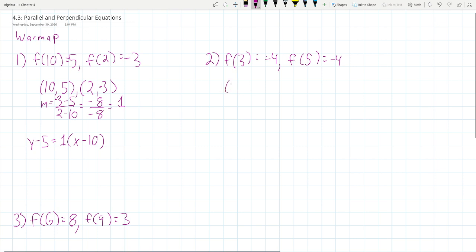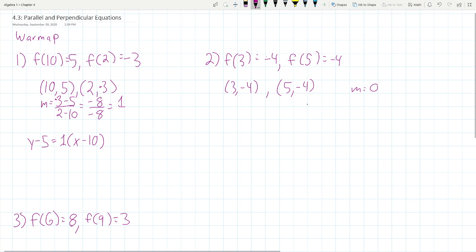For number 2, we have 3 comma negative 4 and 5 comma negative 4, and hopefully right there you see that similarity and you go, hey, I got negatives and negatives. That tells me that my slope is going to be 0 because those are in the y location. If those were in the x, it'd be undefined, but in this case they're in the y, so it's 0.